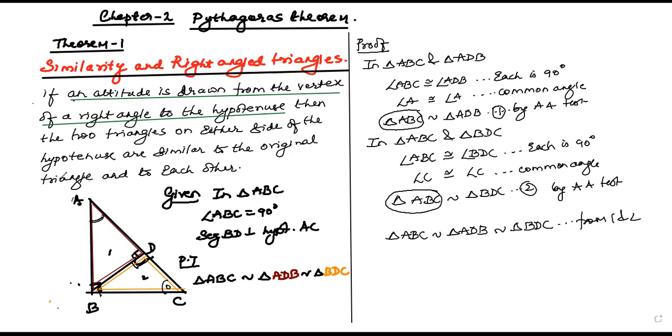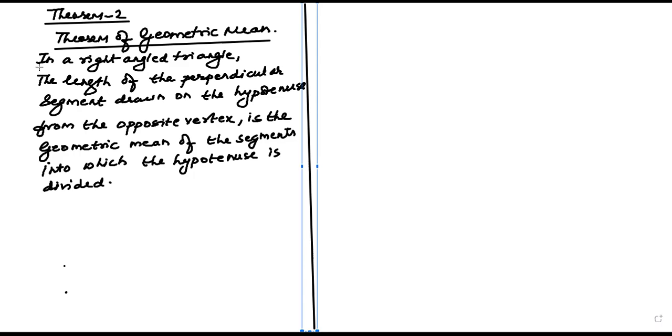Very simple. Sure, children. We go to the next theorem now. The next theorem, children, theorem number 2, theorem of geometric mean. Actually, it's a corollary of the theorem on similarity and right angle triangles. It's a property derived from it. Just have a look at this statement.